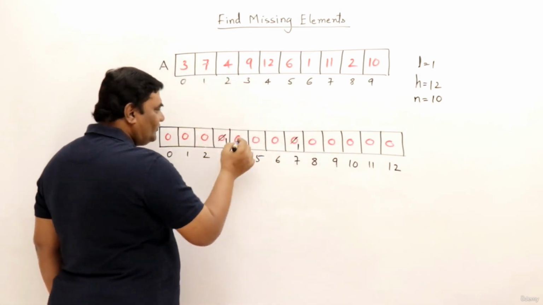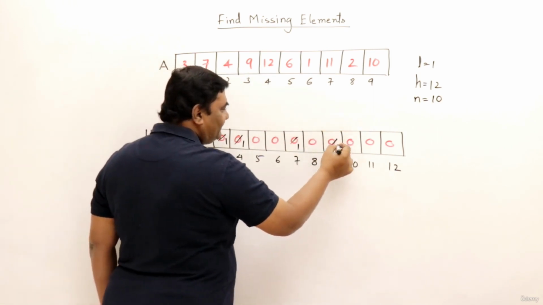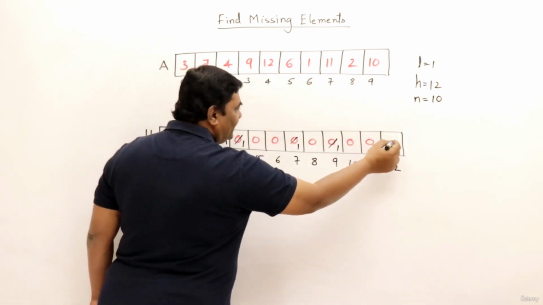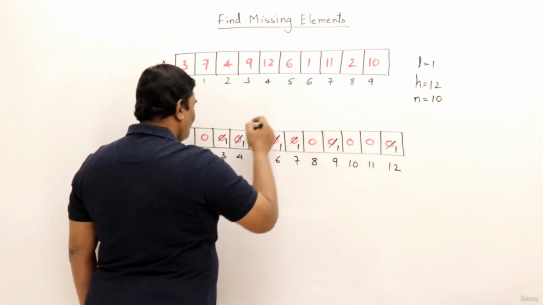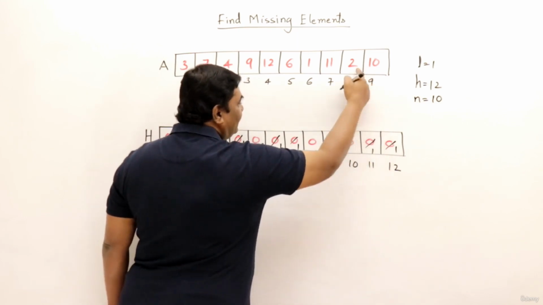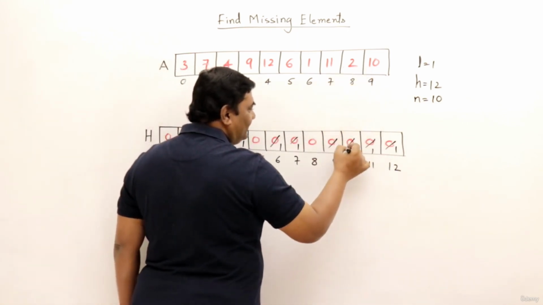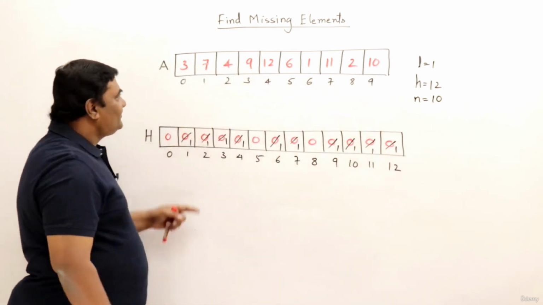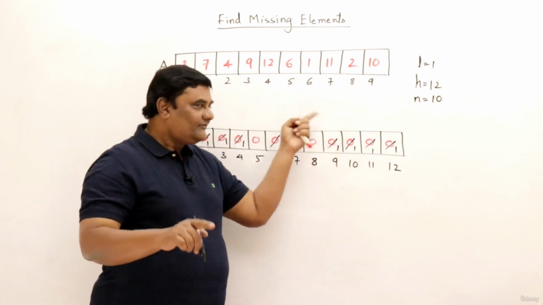Increment it. 4. Go to index 4, then increment it. 9. Go to index 9 and increment it. Go to index 12 and increment it. Then go to index 6. Same thing, 1. Increment. 11. Increment. Then 2. Okay, increment. Then 10. Increment.